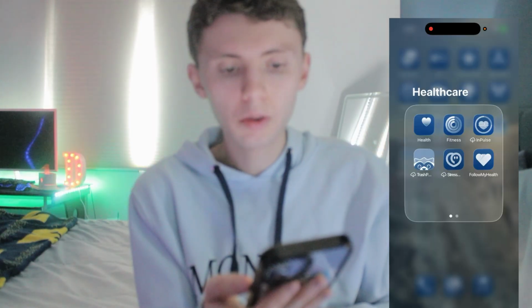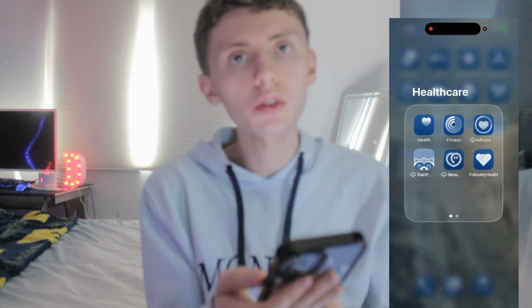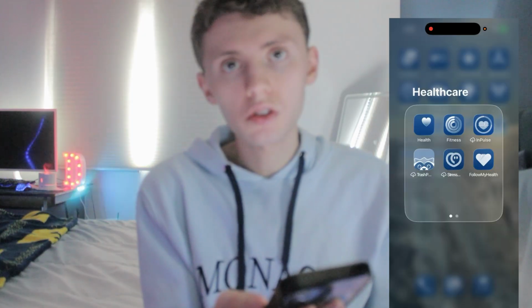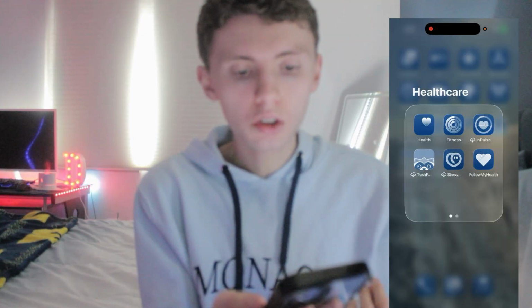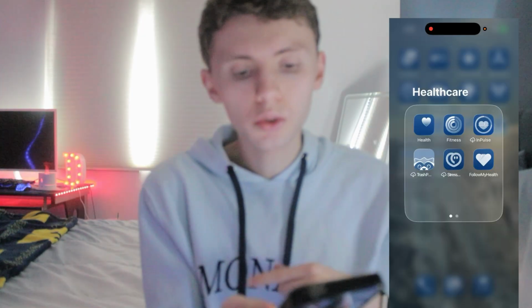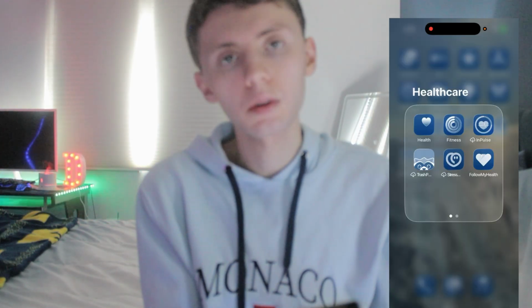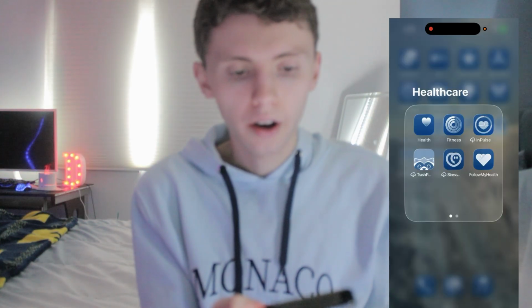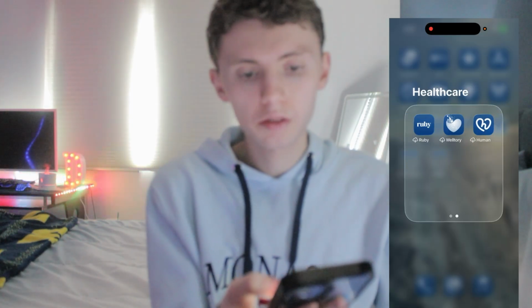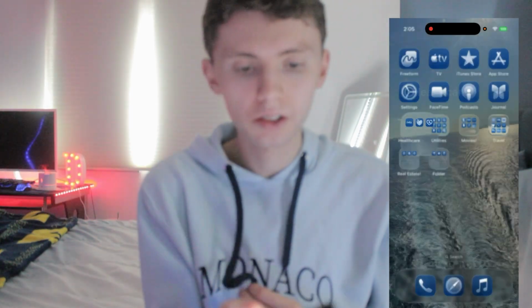So Trash Panda, which I don't have anymore, it basically allows you to scan food to see what the nutritions are and if it's good or bad, kind of. And there's Stress Watch, which basically monitors your stress levels. It's more for your Apple Watch, and Follow My Health, which that's the thing that my doctor's office uses. And then Ruby, which I don't remember what that does. Valtor, I don't remember, and you might not remember what that does either.